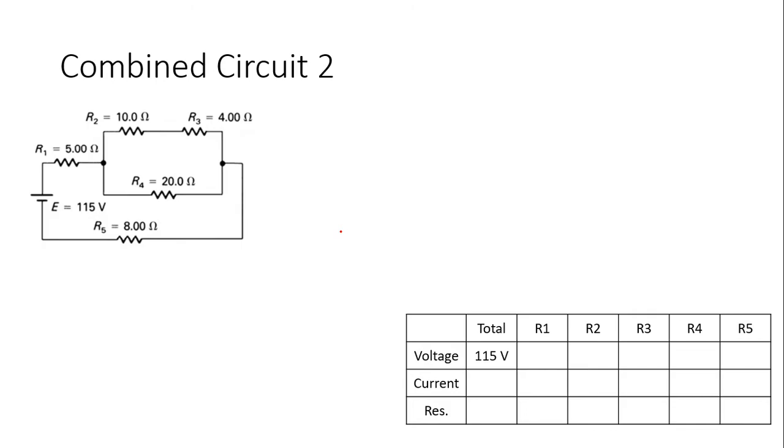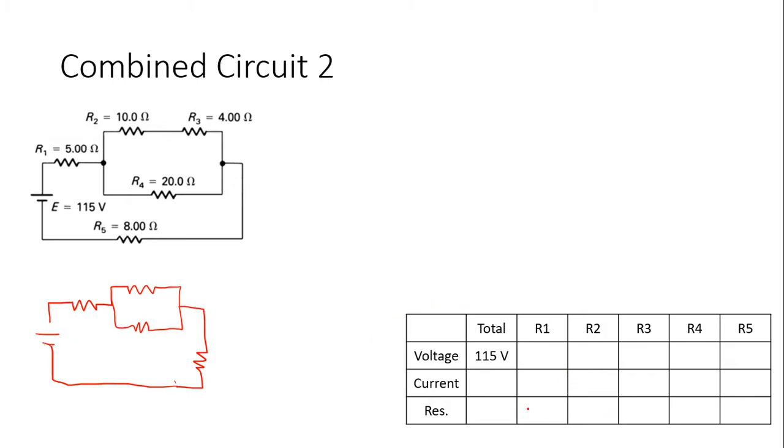Okay, got a lot going on in this one. But the first thing you're always going to do is make it look like something more friendly. And we're going to do this in a couple steps. First, we're going to do the same thing we did in the last one. And there's my R5 just floating over there. There we go. I've got an open in my circuit apparently.